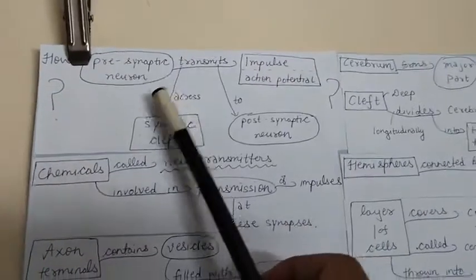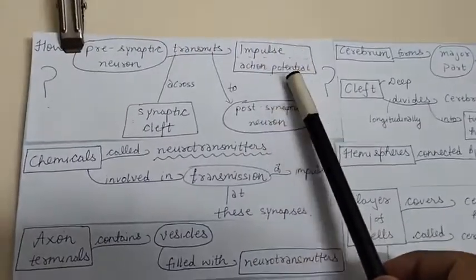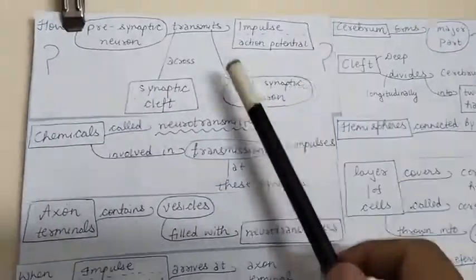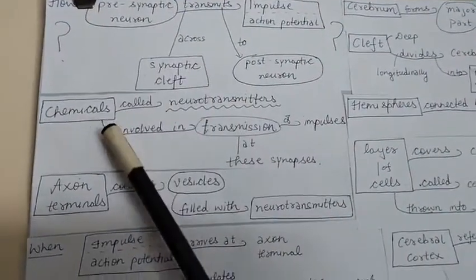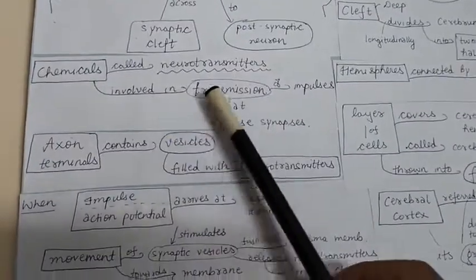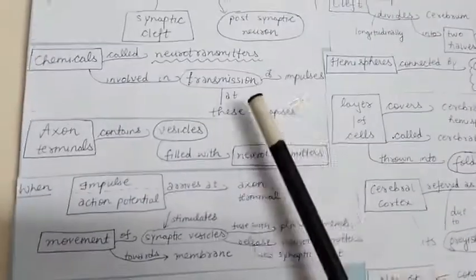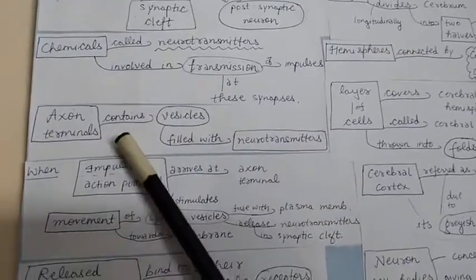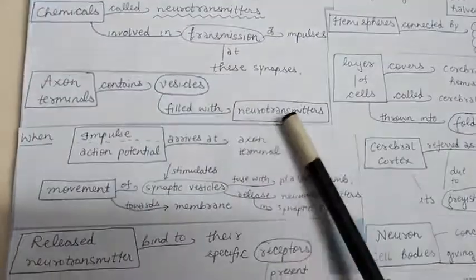How does a presynaptic neuron transmit an impulse or action potential to a postsynaptic neuron across the synaptic cleft? Chemicals called neurotransmitters are involved in transmission of impulses at these synapses. Axon terminals contain vesicles that are filled with neurotransmitters.